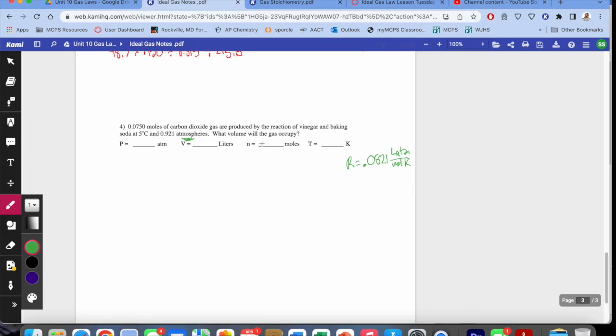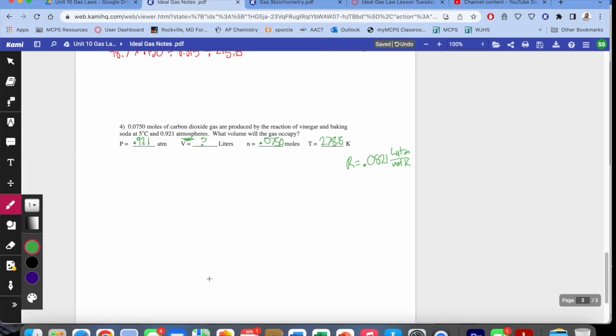0.075 moles is already written for us, so 0.0750 moles. 5 degrees Celsius, so I need to convert that to Kelvin, and that would be 278.15 Kelvin. What volume? I don't know the volume, so I'm going to put a question mark there. And I'm looking for pressure, 0.921. So we don't have to do a lot of conversion here. This one is much easier, right?